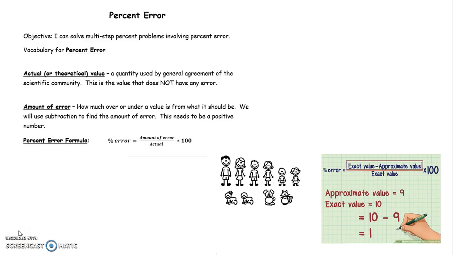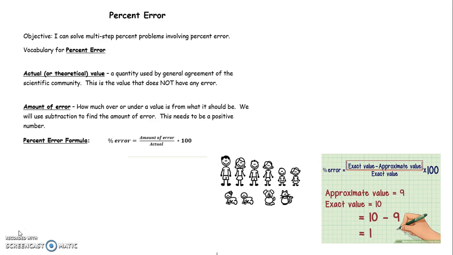We're going to talk about percent error. The objective is I can solve multi-step percent problems involving percent error. Probably where you're most likely going to run into percent error would be in science class. You do an experiment. You know the density you are supposed to come up with for aluminum is some number of grams per centimeters cubed.